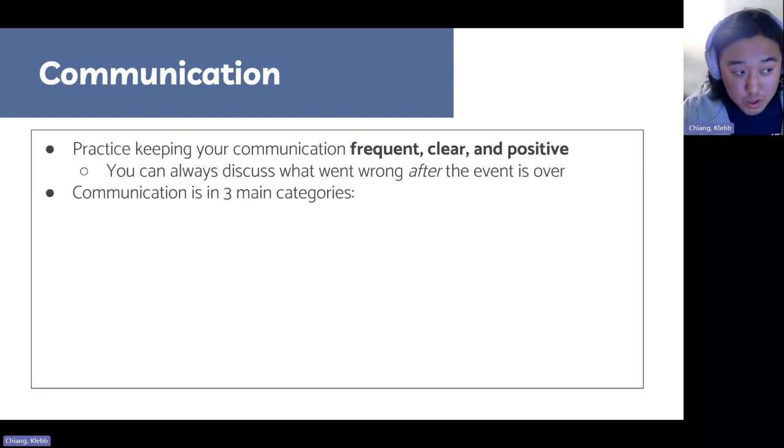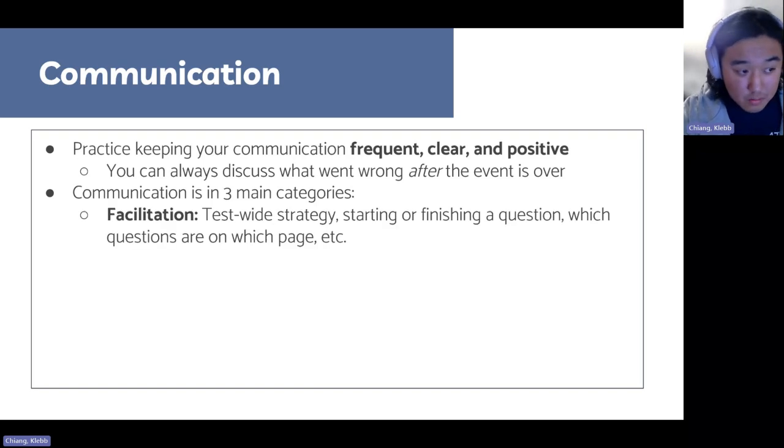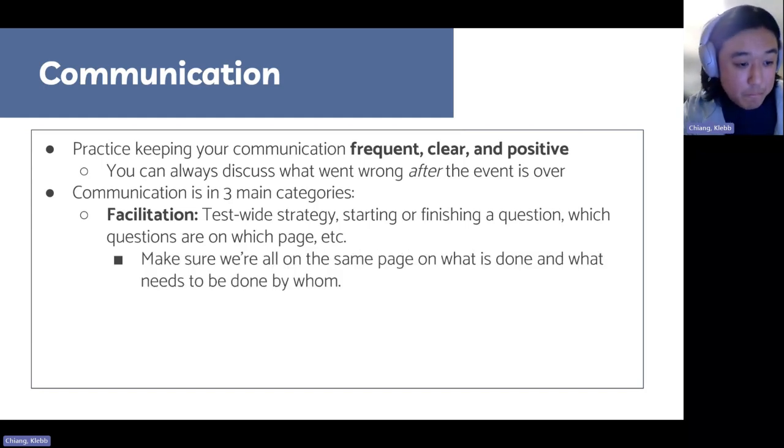Now, communication generally comes in three categories. Okay? Facilitation, which is test-wide strategy, finishing a question, which questions are on what page, things like that. The idea for this type of communication is to make sure we're all on the same page of what's done and what needs to be done by whom.